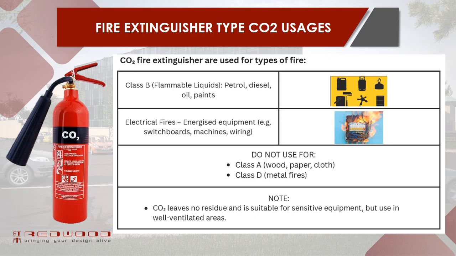CO2 extinguishers work on 2 types of fires: Class B, flammable liquids like petrol, diesel, oil, and paints; and electrical fires from energized equipment like switchboards, machines, and wiring. Important: do not use CO2 on Class A fires from wood, paper, cloth; or Class D, metal fires. Key advantage: CO2 leaves no residue, making it safe for sensitive equipment. But always use in well-ventilated areas.